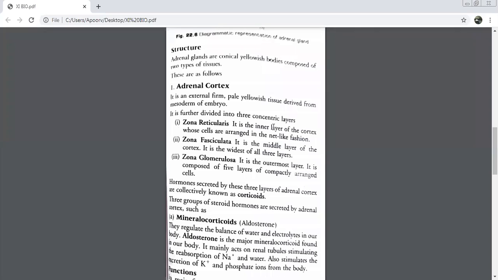Zona glomerulosa is also very special because it is made up of very closely, very compactly arranged cells in 5 layers. Now let's do this very quickly. We are talking about the 2 types of tissues in the adrenal gland.